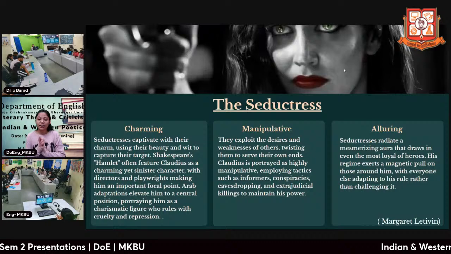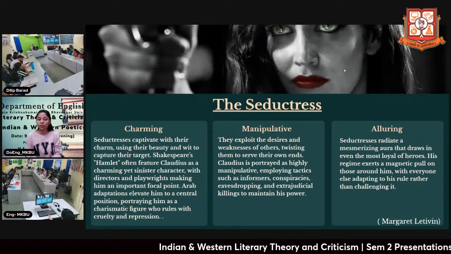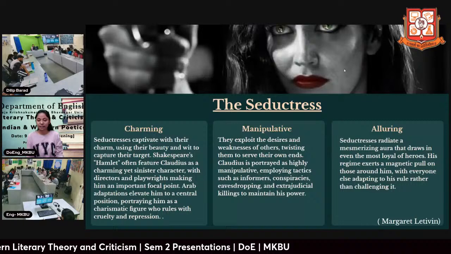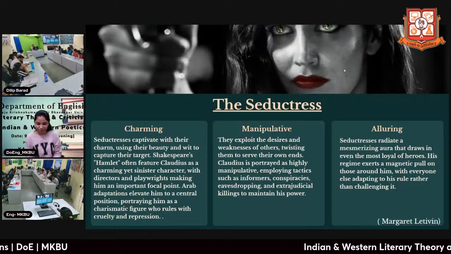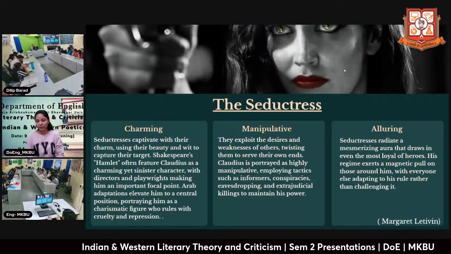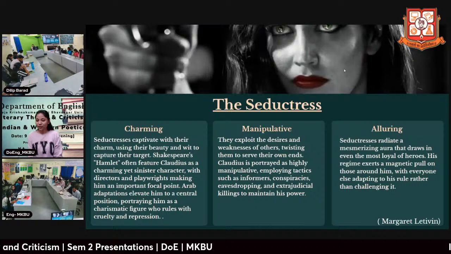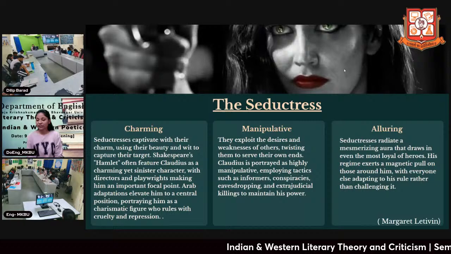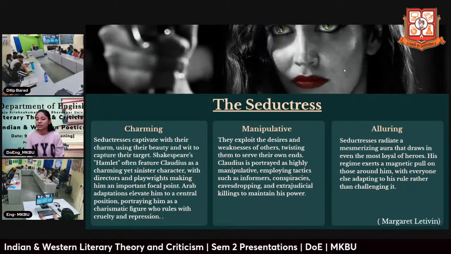Manipulative. They exploit the desires and weaknesses of others, twisting them to serve their own ends. Like, Claudius is portrayed as highly manipulative, employing tactics such as informers, conspiracies, eavesdropping and extrajudicial killings to maintain his power. And yes, he has a red-eyed, mesmerizing aura that draws in even the most loyal of heroes. His charisma exerts a magnetic pull on those around him, with everyone else adopting his rule rather than challenging it.